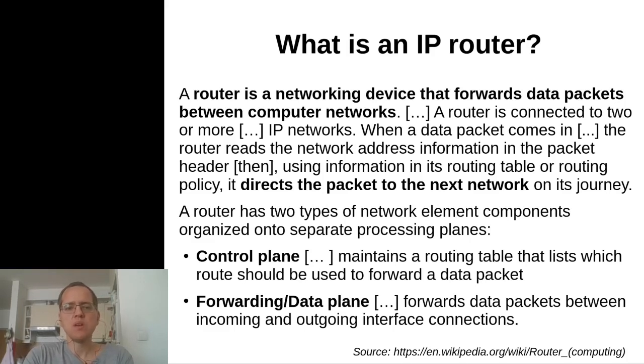In a little bit more detail, if you look a little bit further, then we're going to see that most of the routers that make up the internet have two types of network components, which are organized into separate processing planes structurally or architecturally. So the control plane basically contains all the functionalities that are required in a router to maintain the routing table or the forwarding table that we've used so far, that lists when a route should be used to forward a data packet. So this is basically about maintaining the fib, the forwarding information base that is used by the underlying data plane or the forwarding plane of the router, which basically takes the information in this fib, in this forwarding table, and then forwards actual data packets between incoming and outgoing interface connections based on the information that is stored in the fib by the control plane.